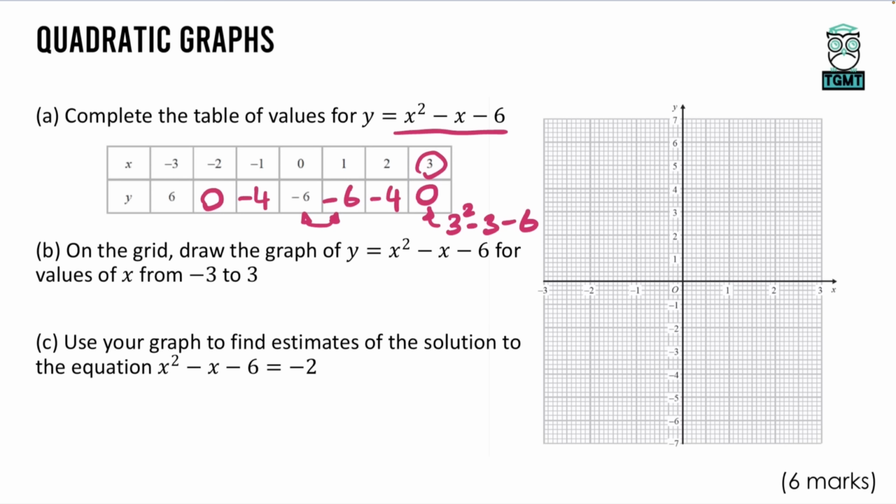So it says in part B, draw this graph. So we need to plot it on very carefully. Now watching me plot points is never the most fun, but I'm going to try and plot them as fast as I can. -2, 0, -1, -4, 0, -6, another -6, another -4, and another 0. Now a quadratic graph needs to be joined up with a nice smooth curve.